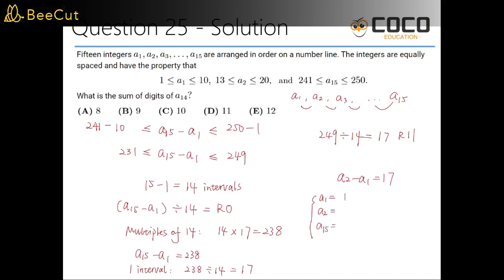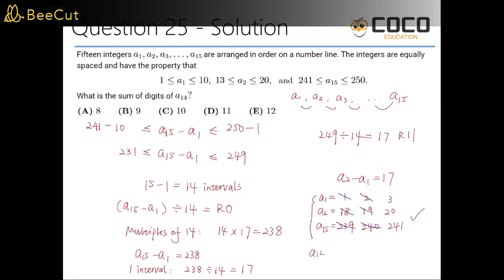Now, if A1 is 1, then A2 is 18. So A15 is 1 plus 238, this is 239. But that's not in the range. So this is wrong. Let me try the next group, 2, 19, 240. 240 is not in the range. It's also wrong. So we are only left with the last option. There's A1 equals 3, A2 equals 20. Then A15 is 3 plus 238, this is 241. So this one works.